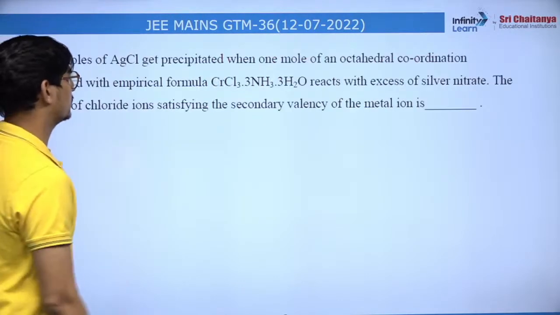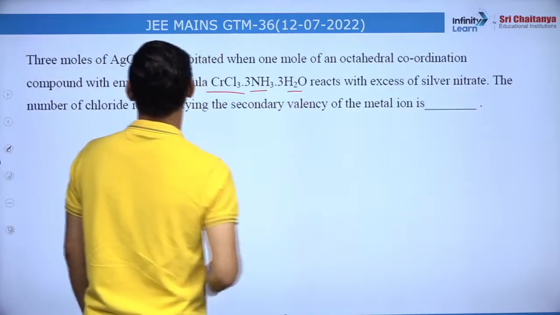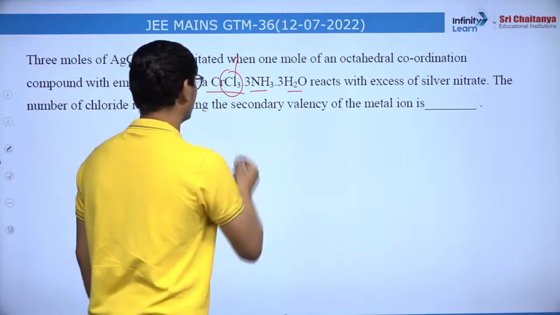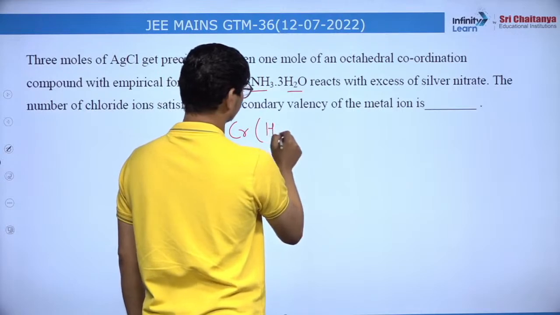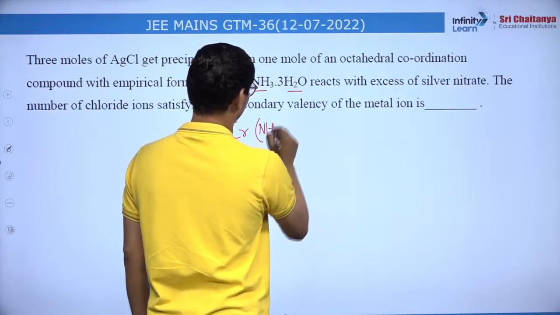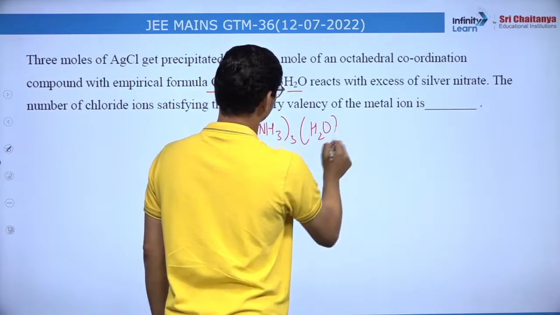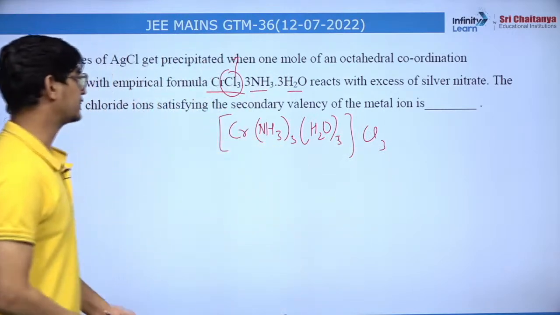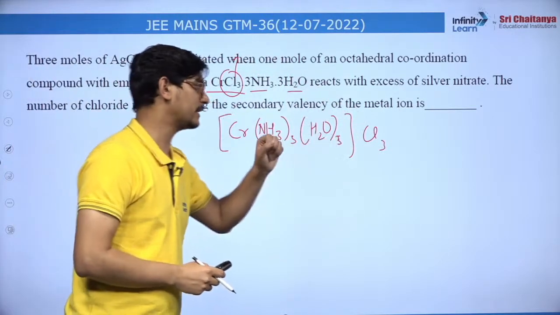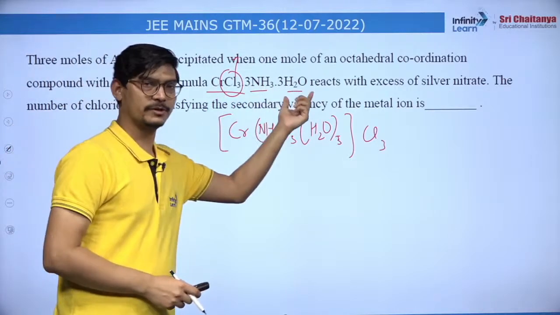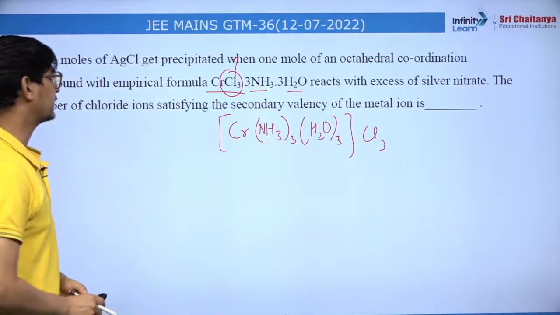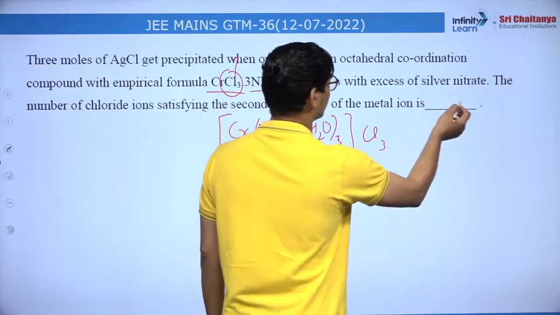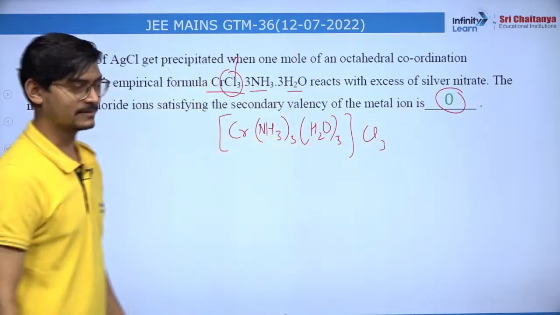Then in this question, the complex is CrCl3, 3NH3, 3H2O. It is giving you 3 moles of AgCl. So that means all the chloride ions are outside. So inside, what we would have is, right, this would be the formula of the complex, because all 3 chloride ions are getting precipitated with silver nitrate solution. So the 3 molecules of ammonia and 3 molecules of water must be inside. So the secondary valence is 6 and the number of chloride ions satisfying the secondary valency is 0, right? Because they all are outside, they are primary valence.